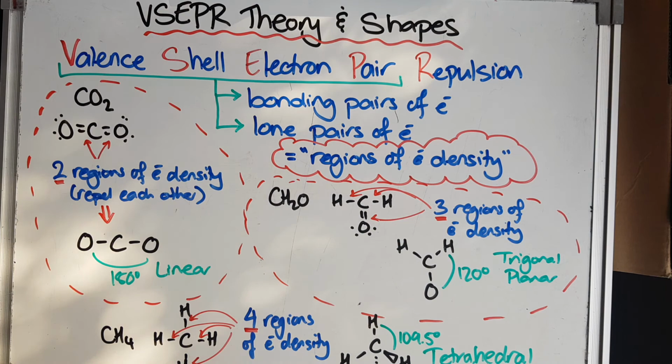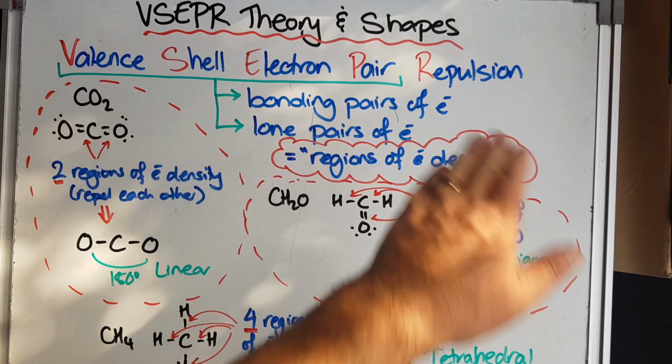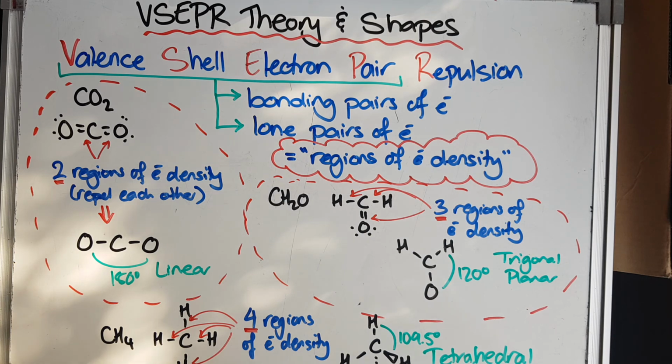When we are writing an answer in NCEA, we can actually quote the VSEPR theory as being why these regions repel each other.